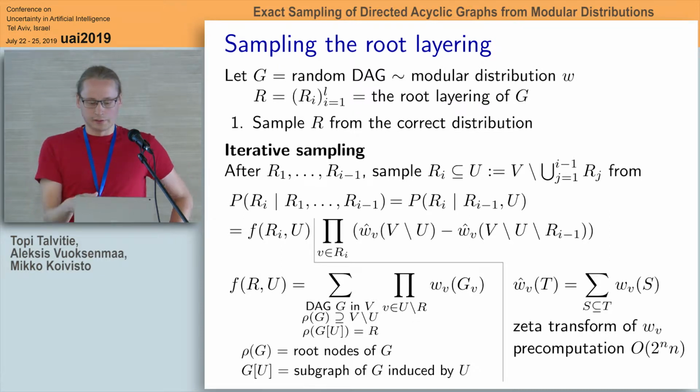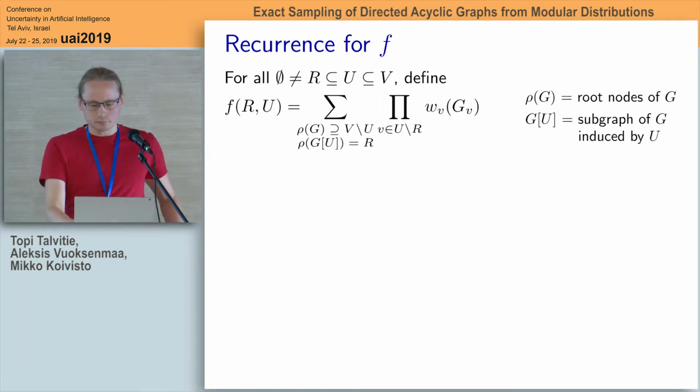So F is defined as this kind of sum over DAGs, of the weights of the DAGs, with constraints that V minus U have to be roots, and if you look at the subgraph of G induced by U, then the set of roots has to be equal to R. So this is the same thing again. And we don't want to iterate over DAGs because there are too many of them.